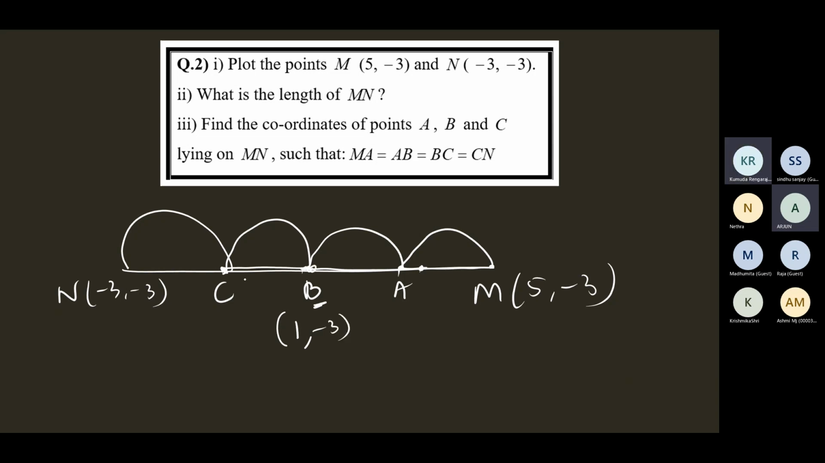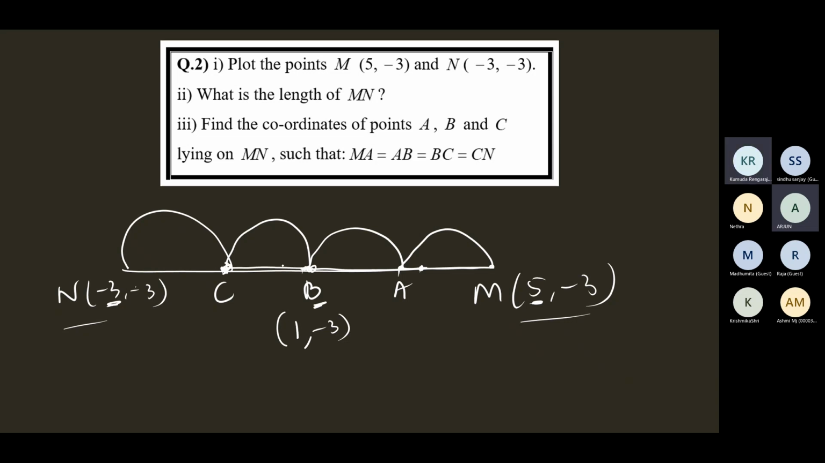See, B is the midpoint of MN. So take the points M and N. Add the x coordinates. Minus 3 plus 5, 2. Divide by 2. 2 by 2, 1. Then add the y coordinates. Minus 3, minus 6. Divide by 2. Minus 3. These are the coordinates of B.